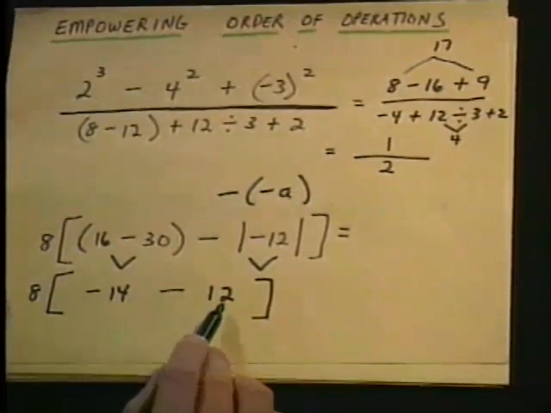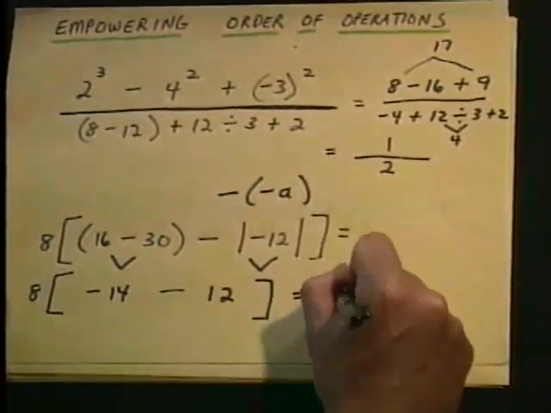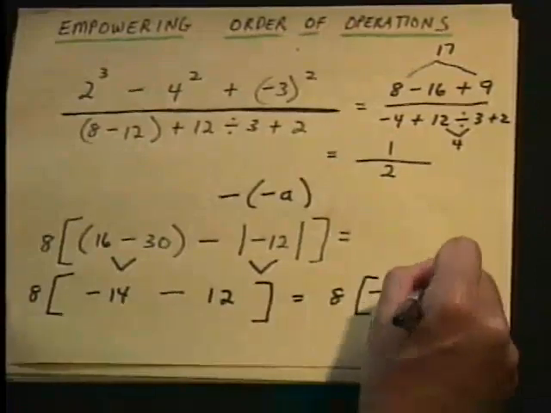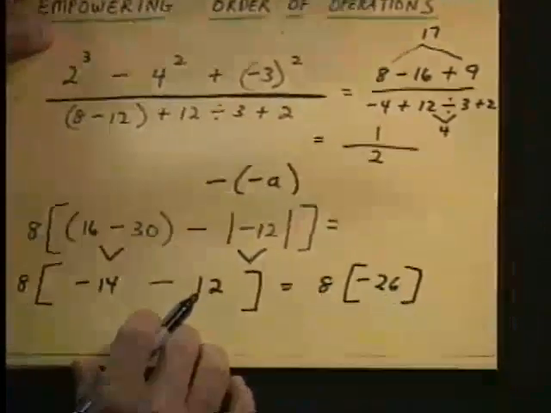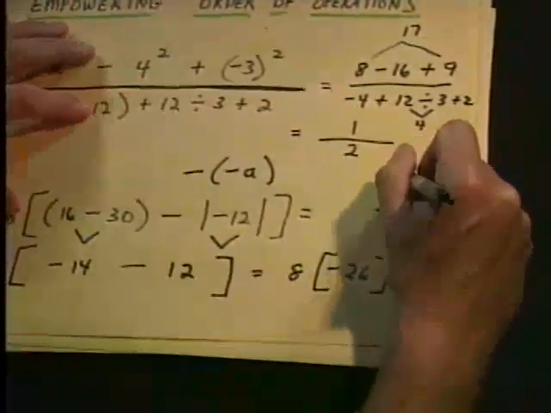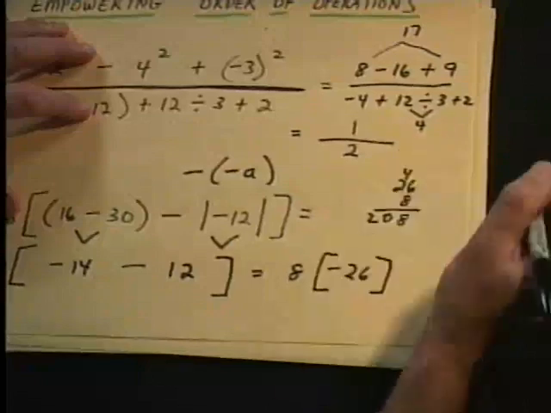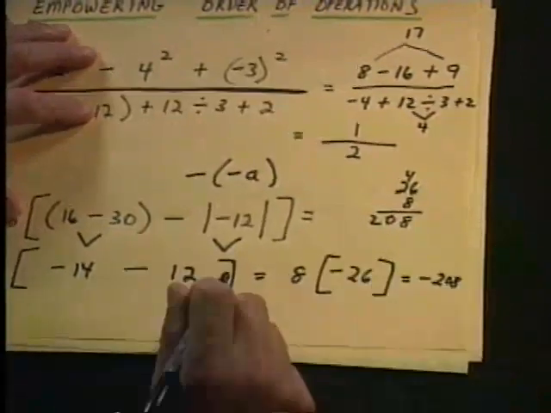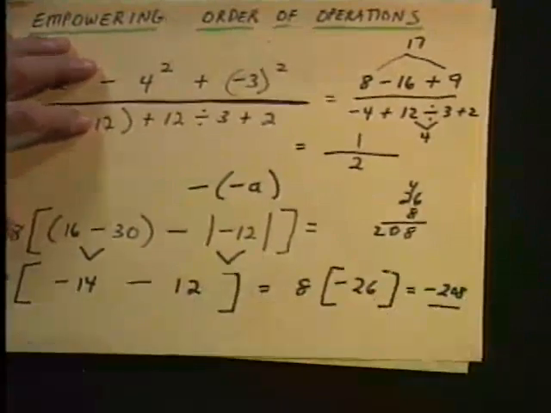We end up with minus 14 minus 12. We get 8 times a negative 26. And we'll go ahead and multiply that out over here real quick. So 26 times 8, I get 208, which should come out to be a negative 208. Final answer.